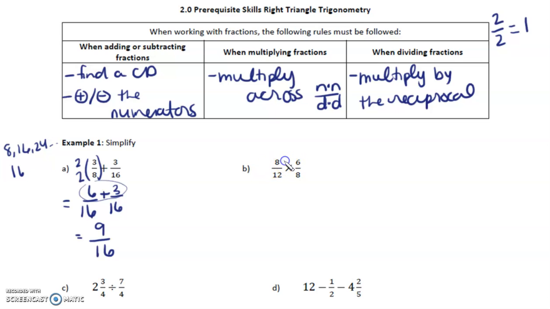For B, we're multiplying 8 over 12 times 6 over 8. We multiply across. So we multiply 8 times 6, which is 48, and we multiply 12 times 8, which is 96. If we put 48 divided by 96 in our calculator, you're going to see that it equals 0.5. So we know that this is going to equal a half. What we would do is divide both of these by 48, and we would get 1 over 2.